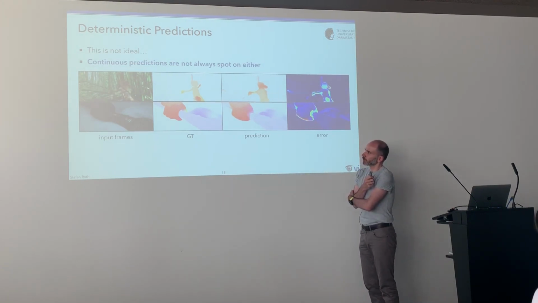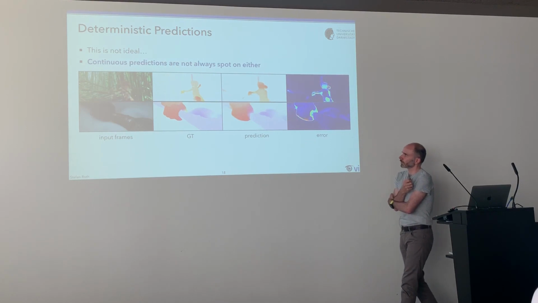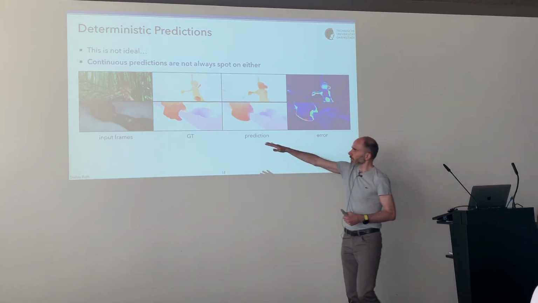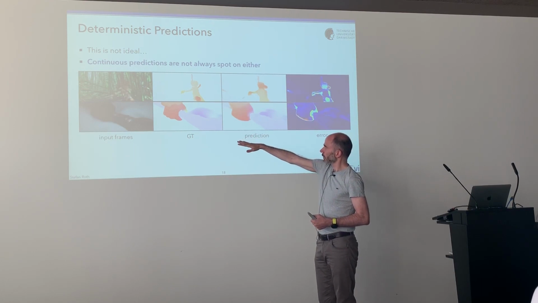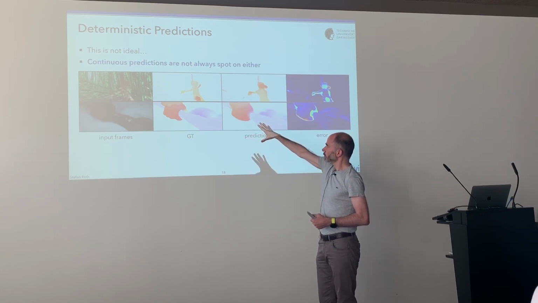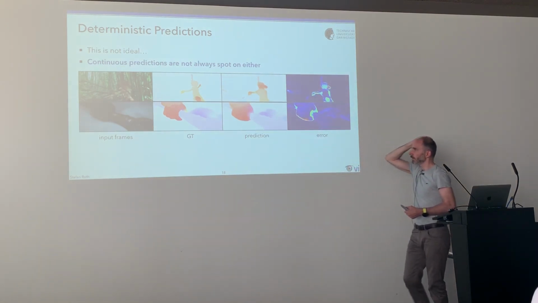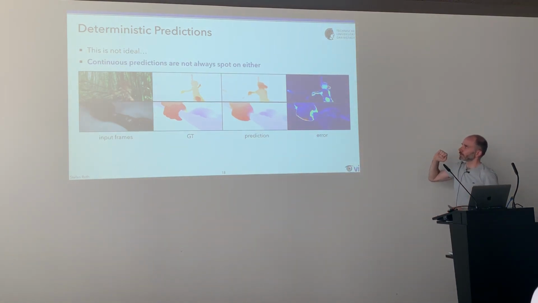But I would argue even in this realm of continuous prediction, regression, this is not ideal. So here's a motion estimation task. Here are some input frames. They're overlaid, so both input images are overlaid. Then you see the ground truth with the color encoding, where the color gives you the direction of motion and the saturation gives you the velocity of it. And then you see the prediction of an off-the-shelf network. Okay, that's not the state of the art, so don't take that as representative of that, but I just want to illustrate the basic problem.